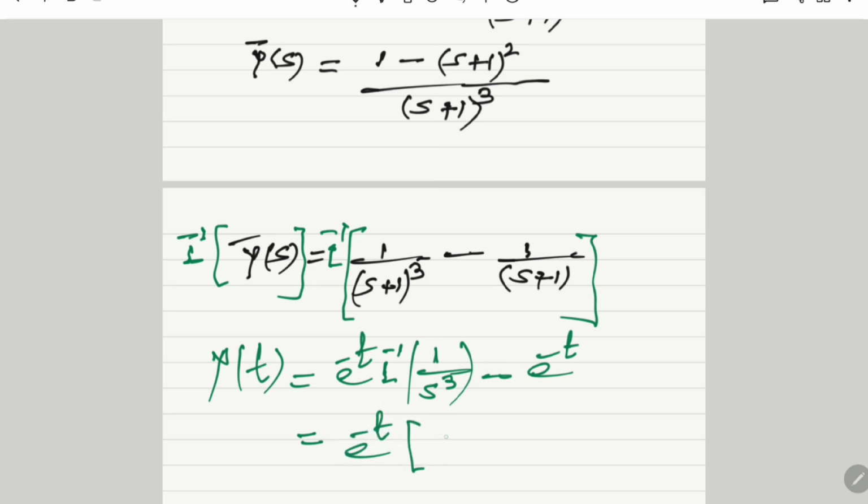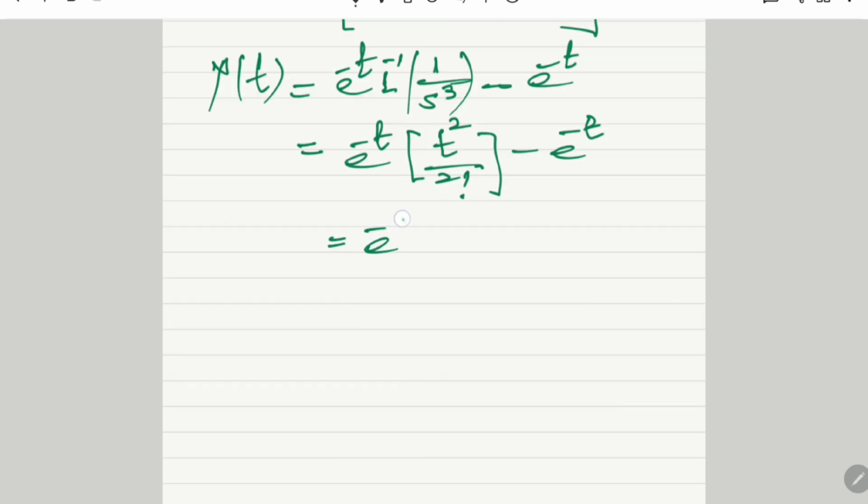Inverse of 1 by s raised to 3, where 3 is a positive integer, is t raised to 3 minus 1, that is 2, divided by 2 factorial, and minus e raised to minus t. With e raised to minus t common, the remaining terms are t square divided by 2 minus 1, as the required answer or the required solution.